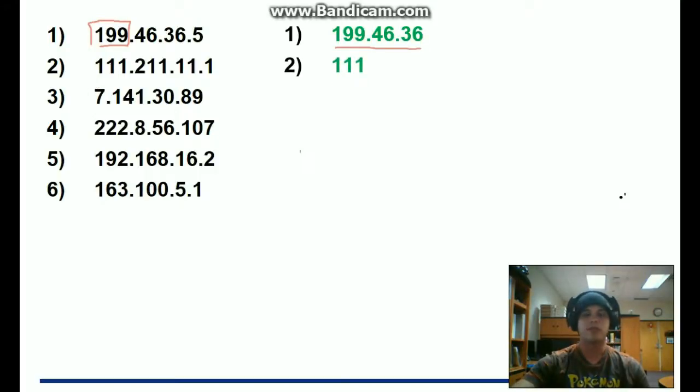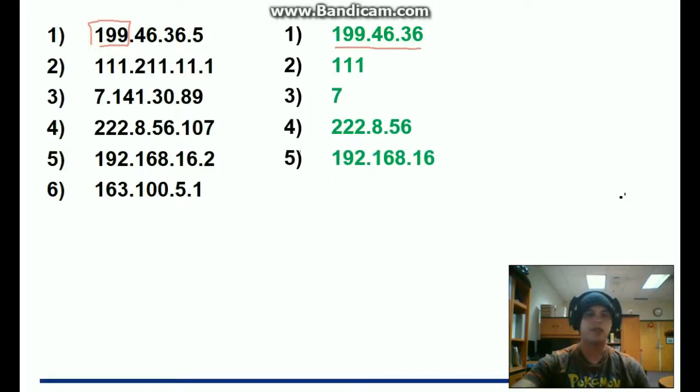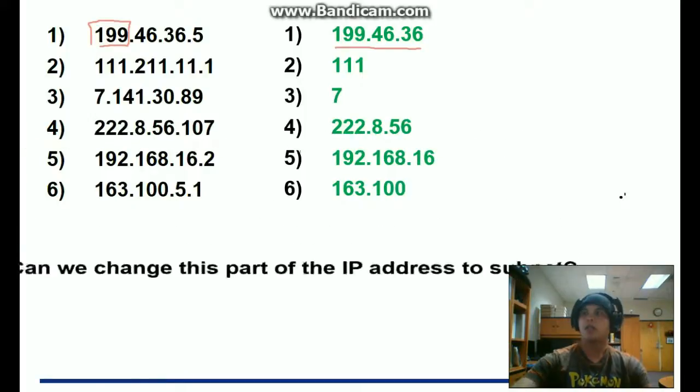The first one, the first octet, 111, because it's a class A. Let's go to number 3, number 7, because again, class A, first octet. Fourth one, it's going to be the first 3 octets because it's a class C. Number 5, first 3 octets again, class C. Number 6, the first 2 because it is a class B. All right, good job. So let's see here.